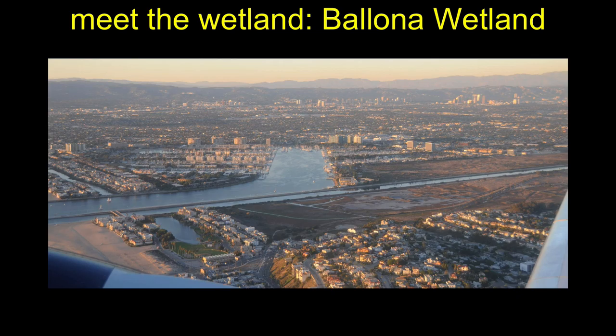And then just lastly, we won't talk about it, but Ballona wetland, which is yet again another highly fragmented wetland. So these are all examples of the kinds of wetlands we'll be talking about more once we get a better handle on the type of system. So that was Carpinteria, Mugu Lagoon, Malibu Lagoon, and Ballona wetland.